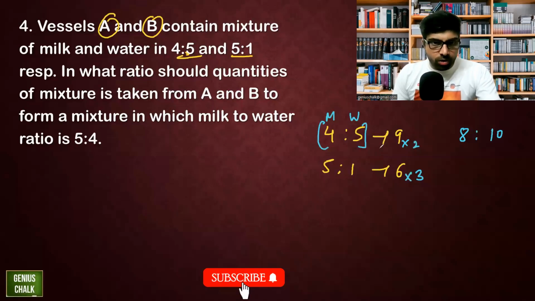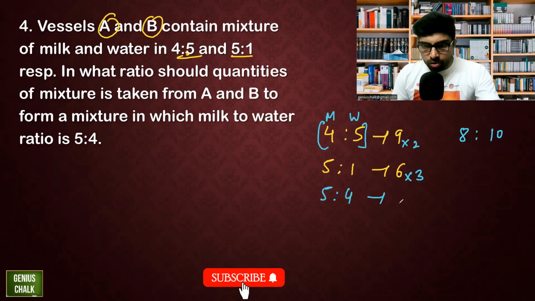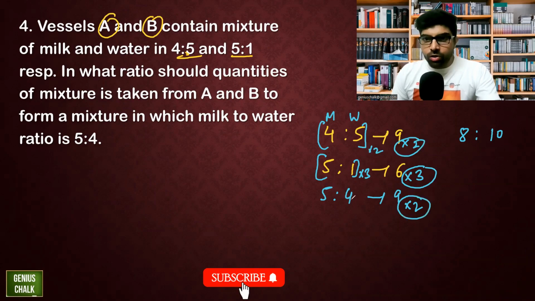Actually, there is one more ratio, so we have missed that. That is 5:4. Okay, so that is also 9. That is also multiplied by 2. So 5:1 is multiplied by 3, and this one is multiplied by 2. Just write the ratio. 5 into 3 is 15. And 1 into 3 is 3. Next, 5 into 2 is 10. 4 into 2 is 8.